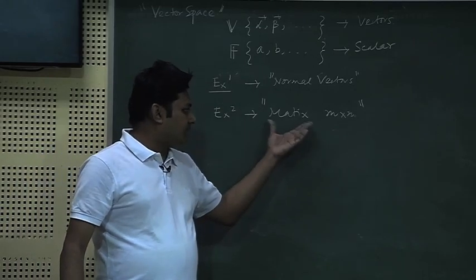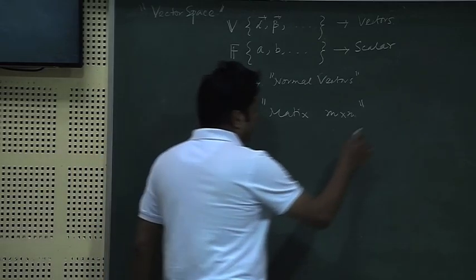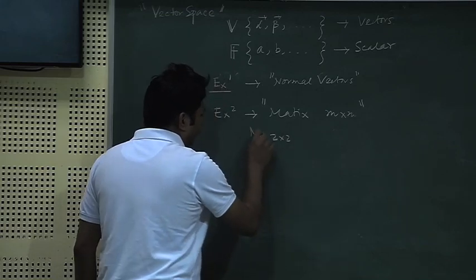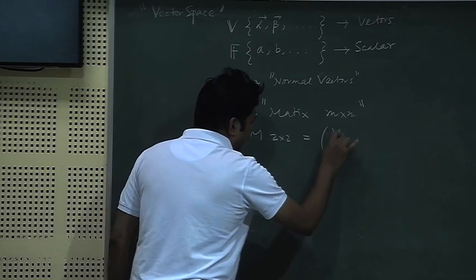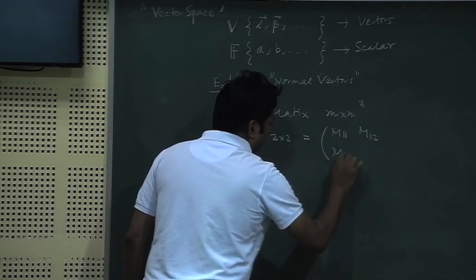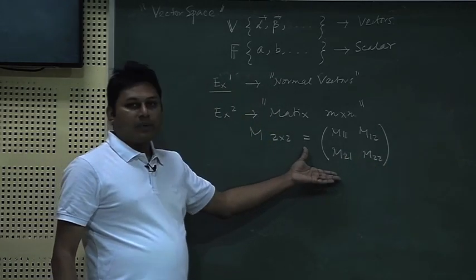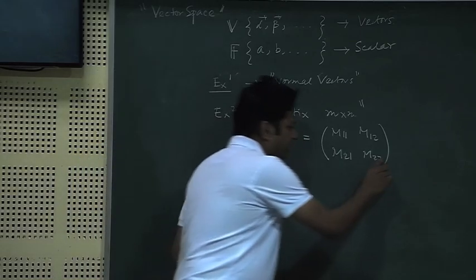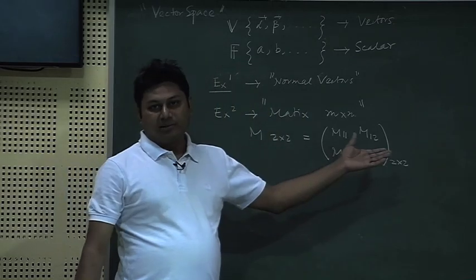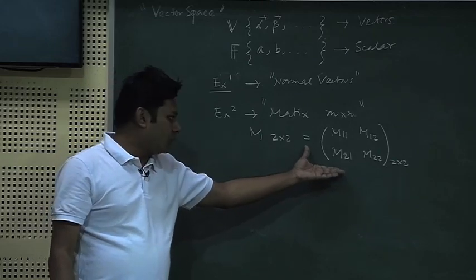For example, matrices of n by n, the set of all matrices with real coefficients. If I write a 2 by 2 matrix, say M is a 2 by 2 matrix whose elements are represented by M11, M12, M21, M22, like this, this is a 2 by 2 structure, and based on the values of M I can form an infinite number of matrices, and all these are elements of a vector space. They are forming a vector space.